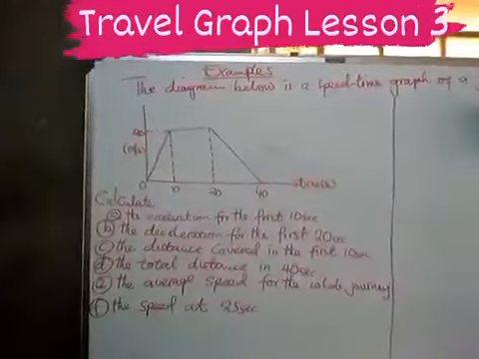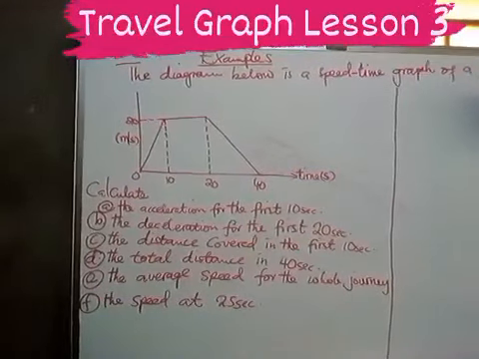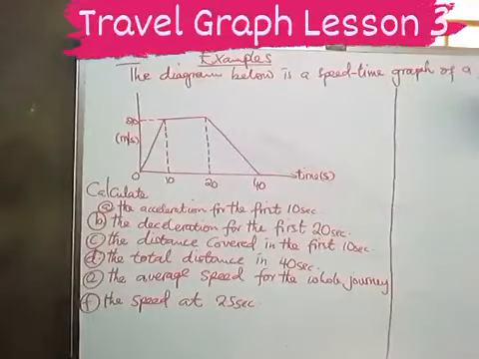All the questions are about the following. A, calculate the acceleration for the first 10 seconds. B, the deceleration for the last 20 seconds. C, calculate the distance covered in the first 10 seconds. D, the total distance in 40 seconds. E, the average speed for the whole journey. Then we also have the speed, not the distance, but the speed at 25 seconds.